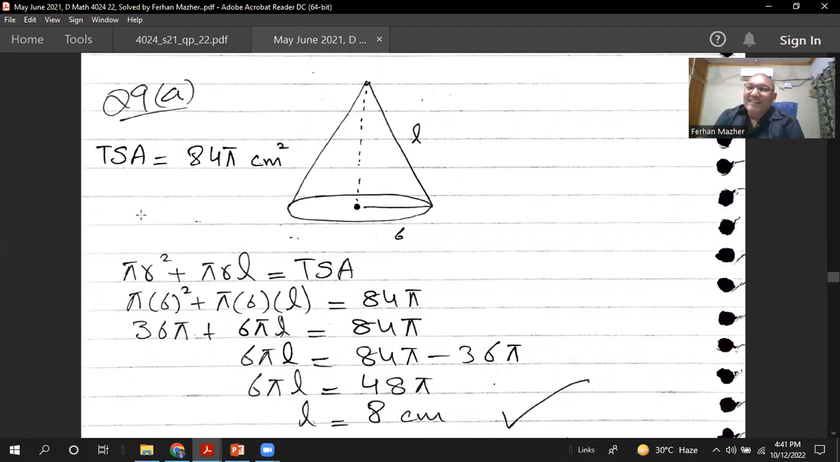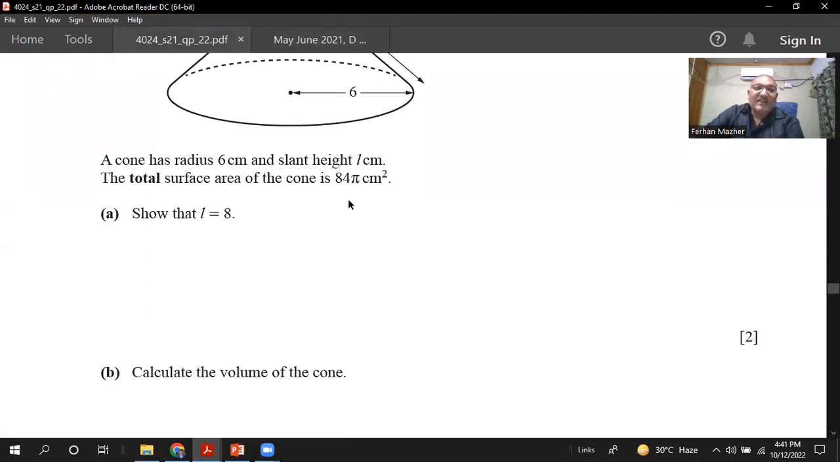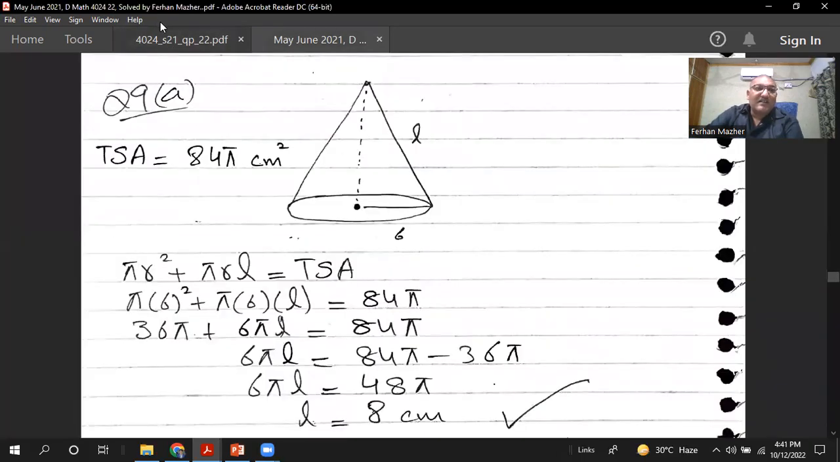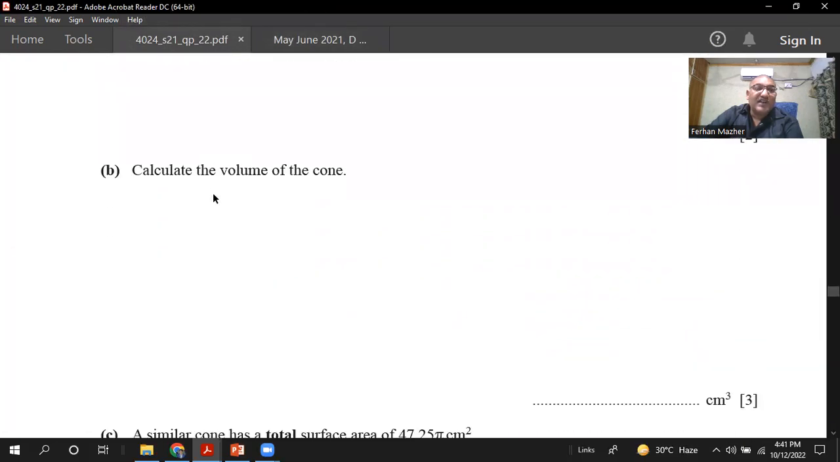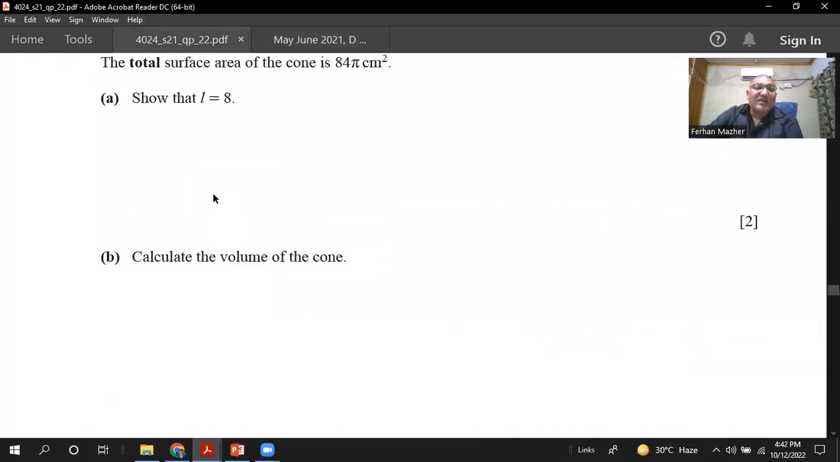So the length, the slant height, L will be 8 centimeters. So simple, straightforward question. That was a 2 marks question, and we were supposed to show that. Then he says calculate the volume of the cone.